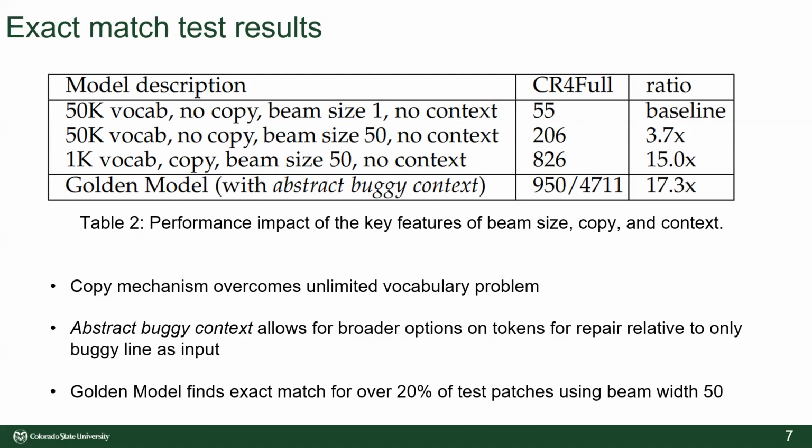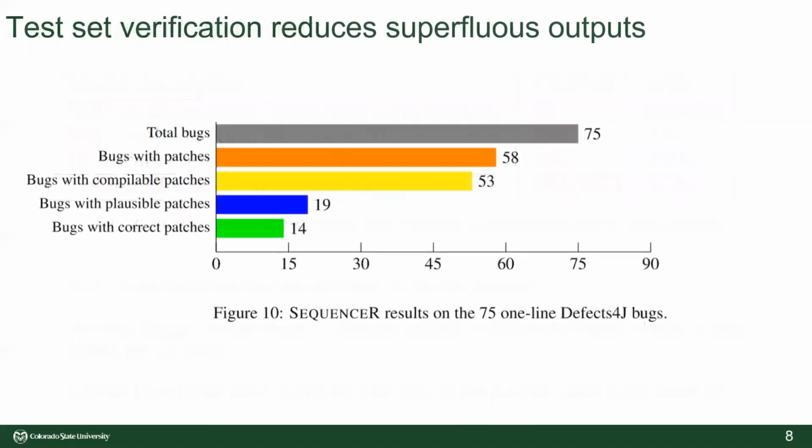Now, these first three are all based on just the buggy line being input and the fixed line being output. When we included the abstract buggy context, now we got to a full 950 passing cases. And that allows the copy mechanism to not just look at the buggy line as input, but the whole buggy method and even the buggy class in some cases.